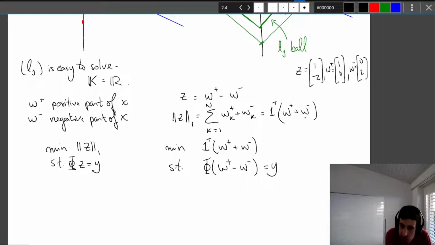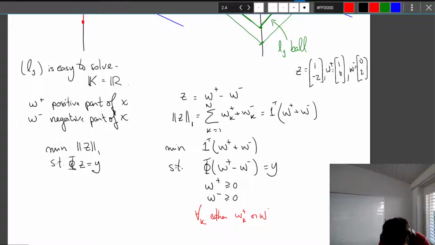And what do I know about W plus and W minus? I know 3 things. They need to be positive, because of the way I wrote them. And there's this other thing: at least one of them needs to be 0. For all k, either WK plus or W minus k is 0. If I have the property that for every entry at least one of them is 0, and they are both positive, then when I take the difference and make a vector, they are for sure the positive and the negative part of the vector.